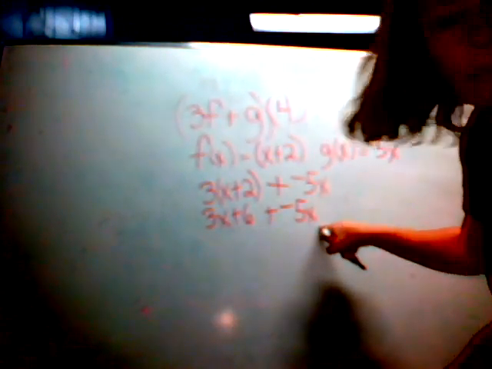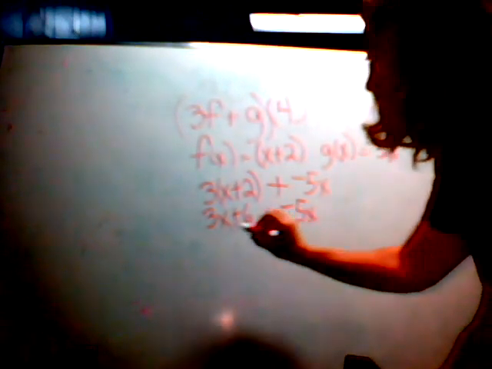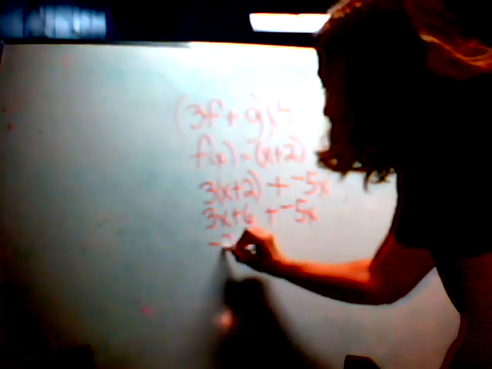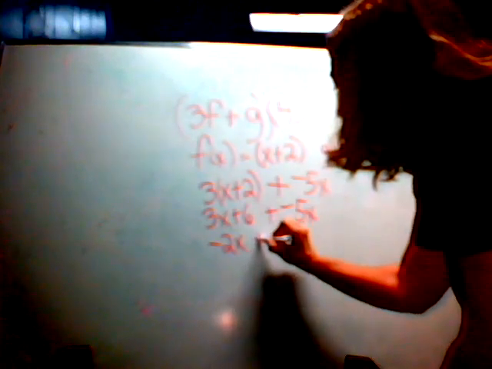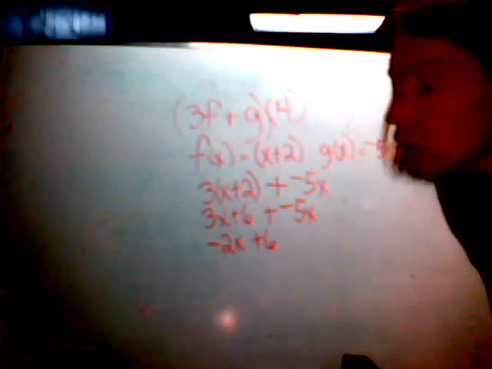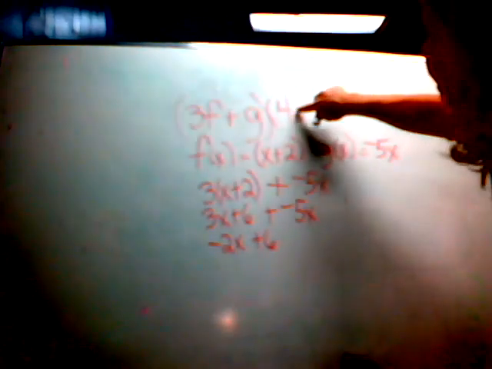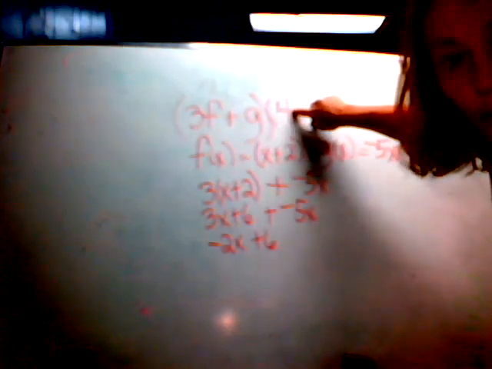And now I'm just going to simplify this by adding my like terms. 3x minus 5x is going to be negative 2x. Bring down my constant 6. And there's my simplified function. So I've taken 3 f's and a g and combined them to simplify. Now all I have to do is evaluate it for 4.